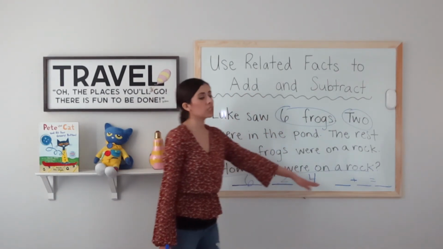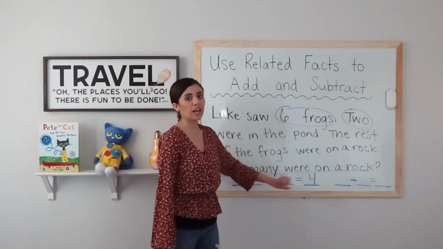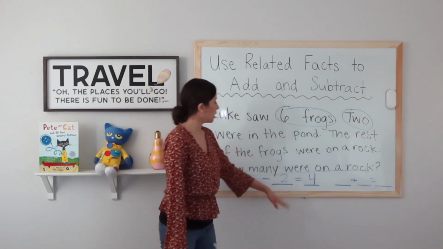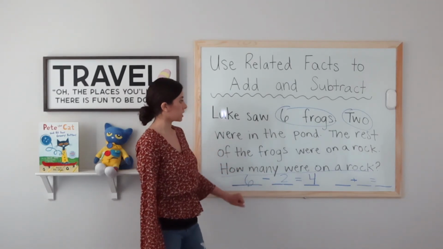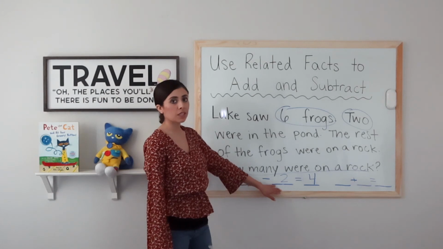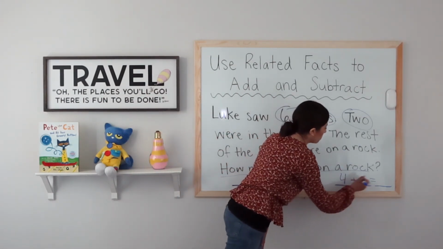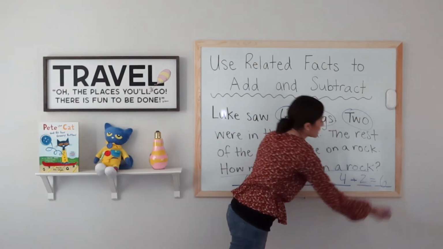Okay, and if we wanted to create an addition number sentence using these related facts, we would say 4 plus 2 equals 6. 4 frogs on the rock plus 2 frogs in the pond equals 6 frogs total. 4 plus 2 equals 6.